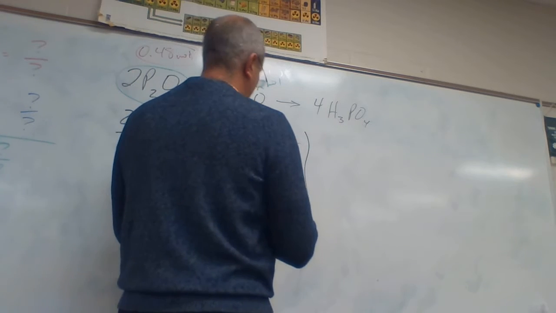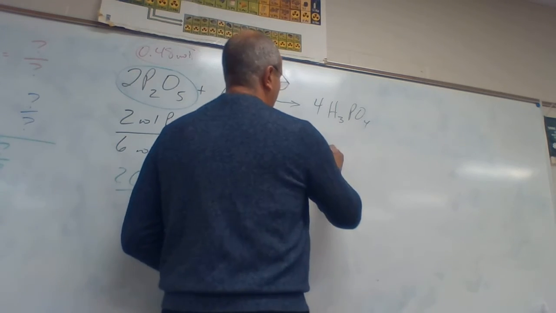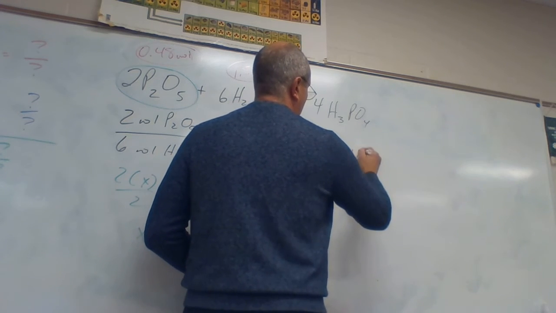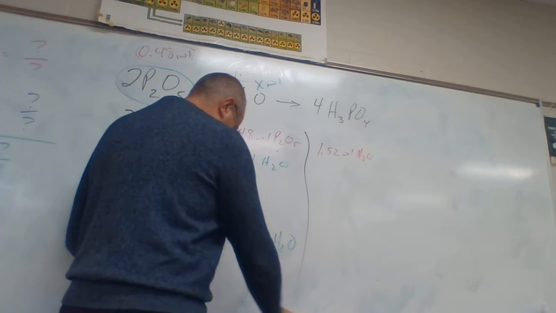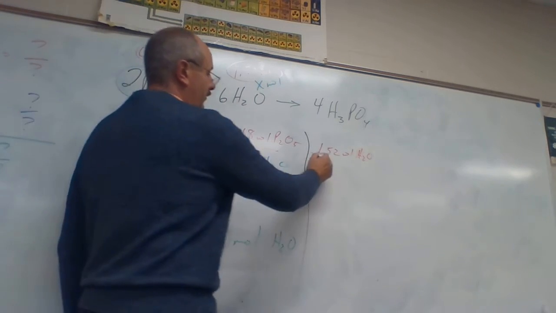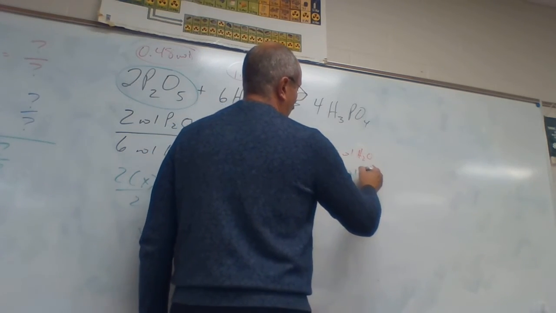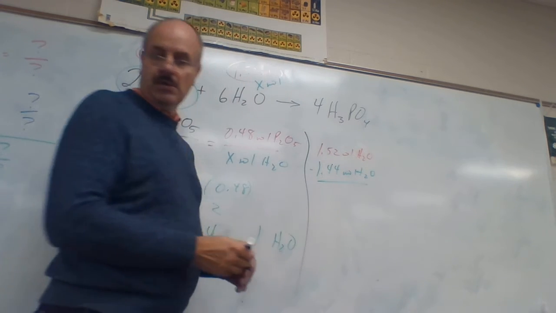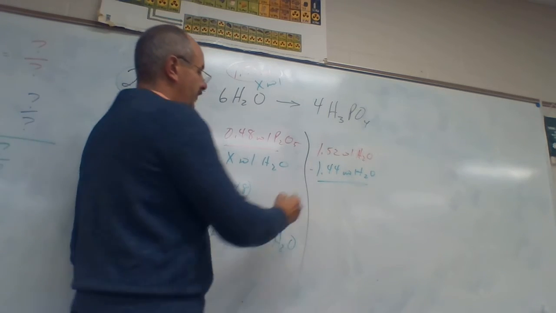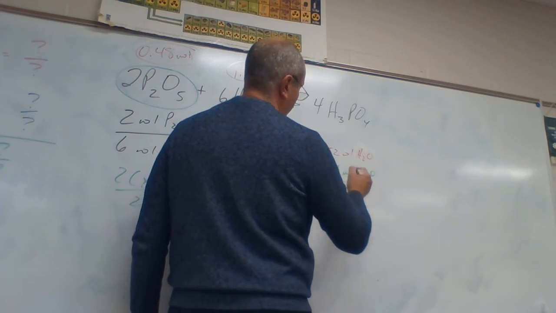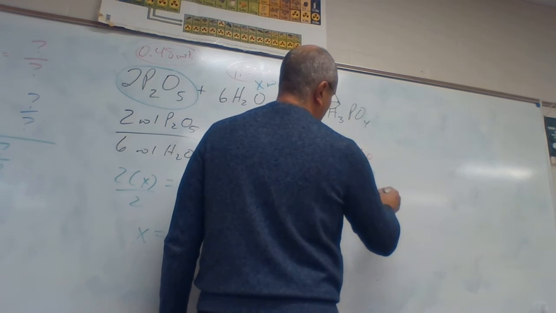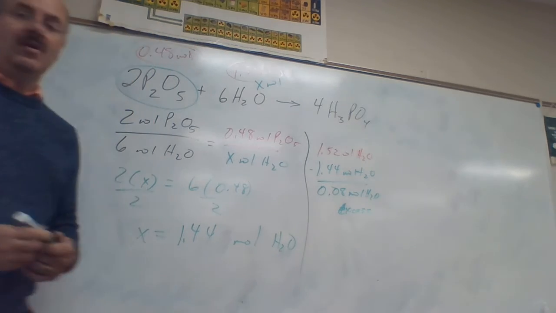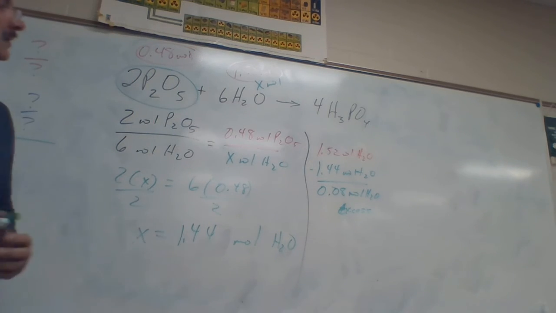So now I'm going to take my 1.52 moles of H2O, and then I've got to subtract. I really need 1.44 of it. Subtract those two, and what's that turn out to be, about 0.08 moles of water in excess. That's how much extra water I'm going to have left over, that many moles.